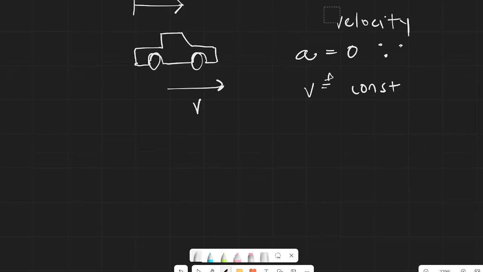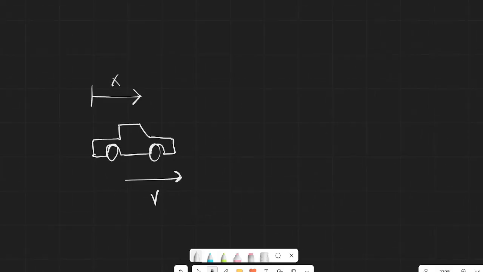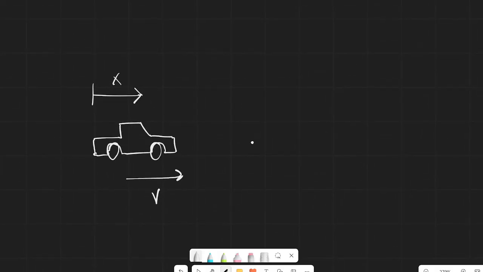Now, we can look at the case where acceleration is not 0. And one thing I should point out is that we did mention earlier acceleration is the change in velocity with respect to time. And if the velocity is constant, well, the derivative of a constant is just 0. And therefore, acceleration is 0. Further reinforcing what I just said about motion of constant velocity.